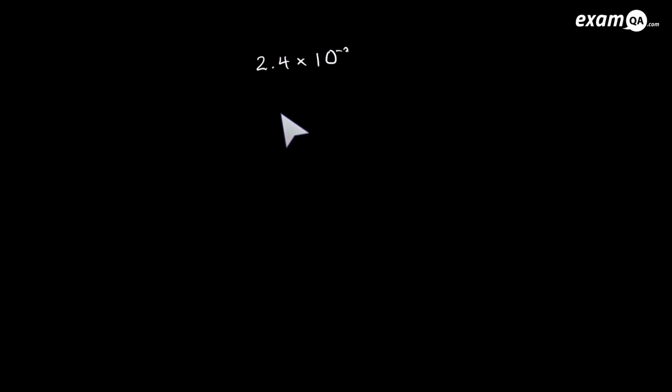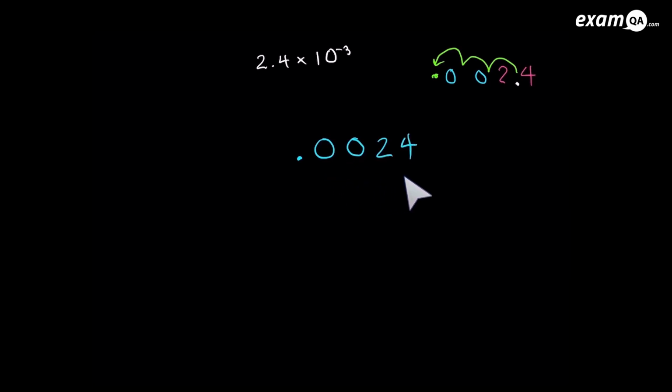So let's now look at some numbers in standard form when the power is negative. So here we've got 2.4 times 10 to the power minus 3. Now we're going to move the decimal place backward 3 times since it's a negative 3. So we're going to move it once, twice and 3 times backwards. And of course fill in the missing gaps with zeros. So we have 0.0024. Now of course you can't just write .0024, you need to put a 0 at the front as well.